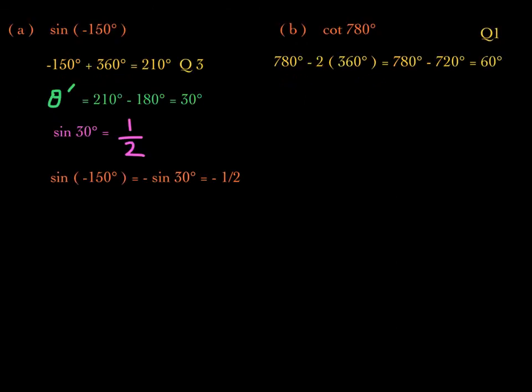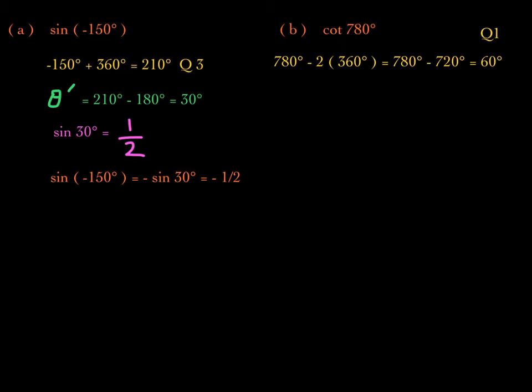Okay, guys, I subtracted 360 degrees twice, and that would give me 60 degrees as the coterminal angle. Now, guys, the coterminal angle is in quadrant 1. Everything is positive in quadrant 1. Therefore, cotangent of 780 degrees, I know right now it will be a positive value.